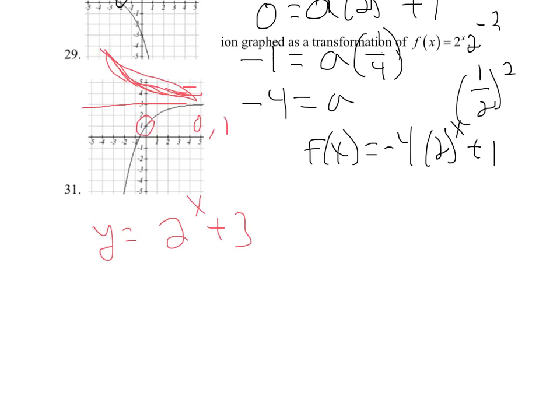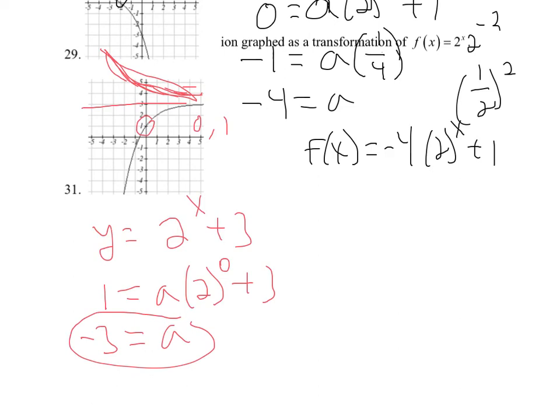So let's see if there's an a number in front of this. So 1 equals a times 2 to the 0 plus 3. Well, I'm going to subtract 3. Subtract 3 gives me negative 2. And 2 to the 0 is 1. So a is negative 3. So I think I've got y equals negative 3 times 2 to the x plus 1.